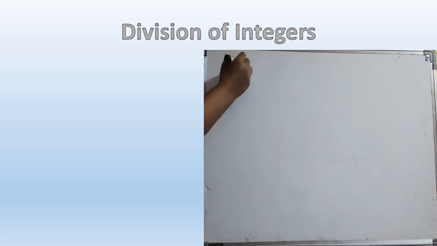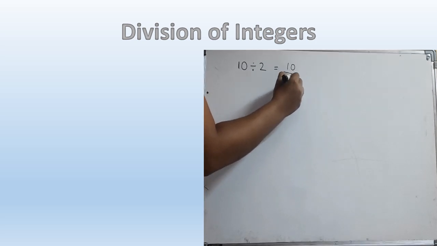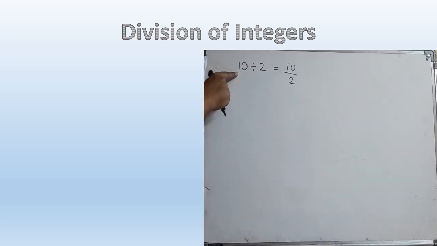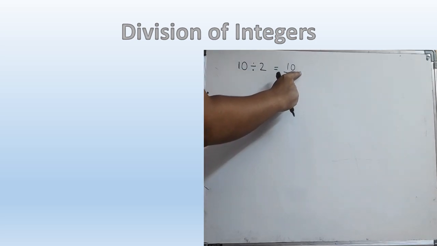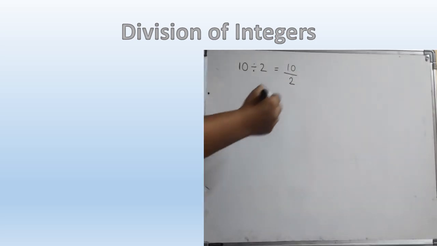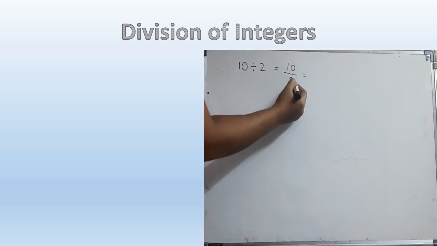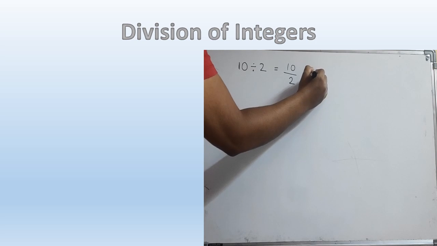For example, let us see what the notations are. If I write 10 divided by 2, so 10 is divided by 2. How do you write this in a fraction form? You write this as 10 upon 2. This 10 is the dividend and 2 is the divisor. So your 10, the dividend, becomes the numerator and the divisor becomes the denominator. And then you just strike out the common factor. 10 divided by 2. So in 2's table 10 goes 5 times. So the answer is 5.